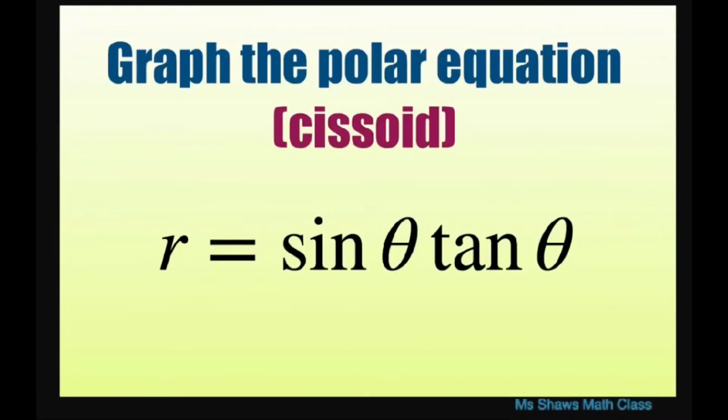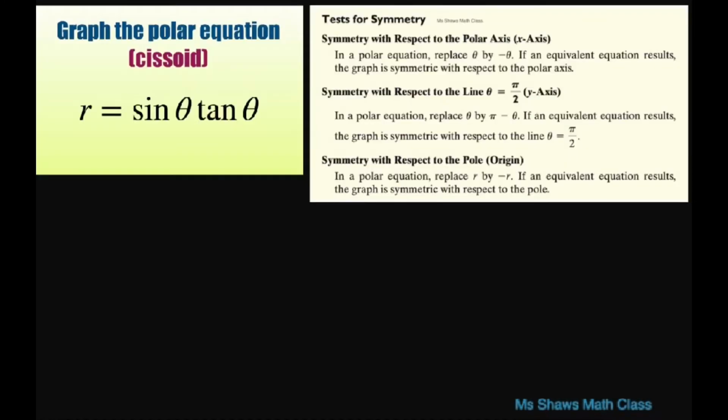Everyone, we're going to graph the polar equation as a cissoid. We have r equals sine of theta times tan of theta. So basically, we're going to first check for symmetry.